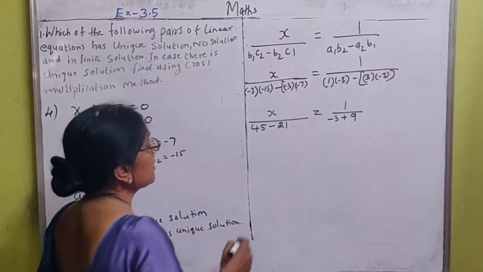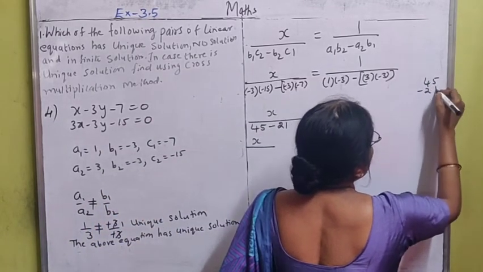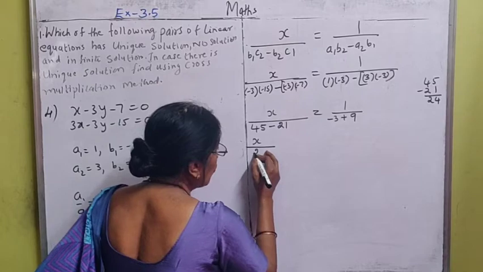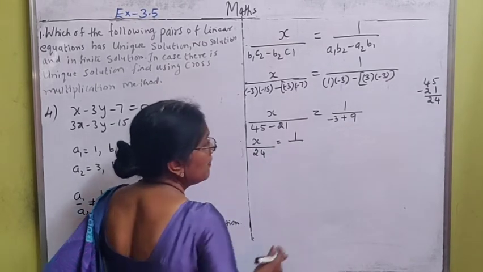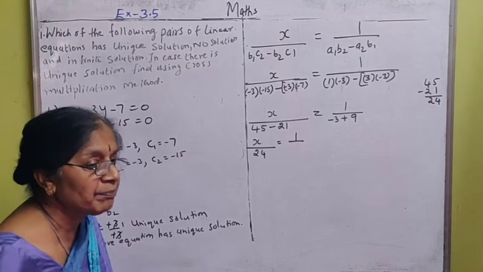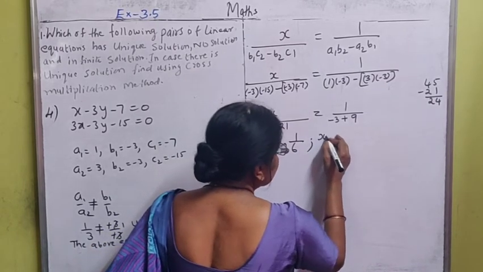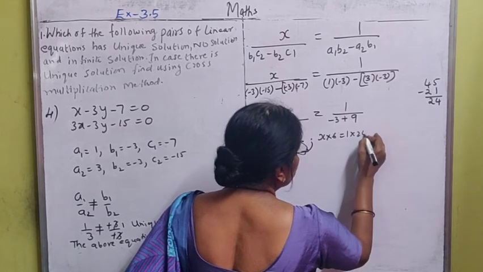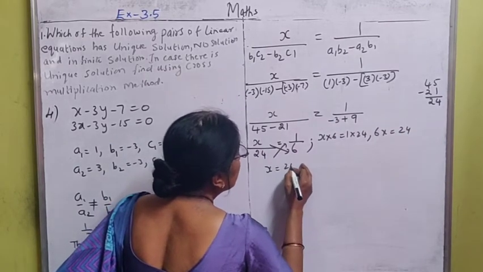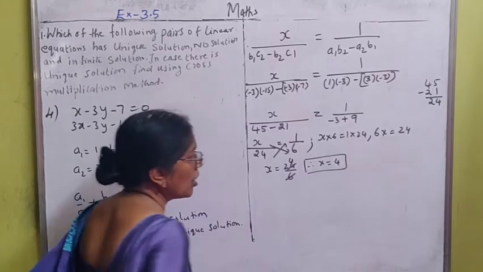We will see now what happens after subtraction. So x divided by 45 minus 21. 5 minus 1 is 4, 4 minus 2 is 2. So I got 24, is equal to 1 divided by, the plus sign is the greater sign, 9 is the greater number, so you will get the answer plus. 9 minus 3 is 6. So what are you going to do? Cross multiply. So what shall you get? x into 6 is equal to 1 into 24. So 6x is equal to 24. So x is equal to 24 by 6. 6 4s are 24. Therefore, x is equal to 4. This is the value of x.